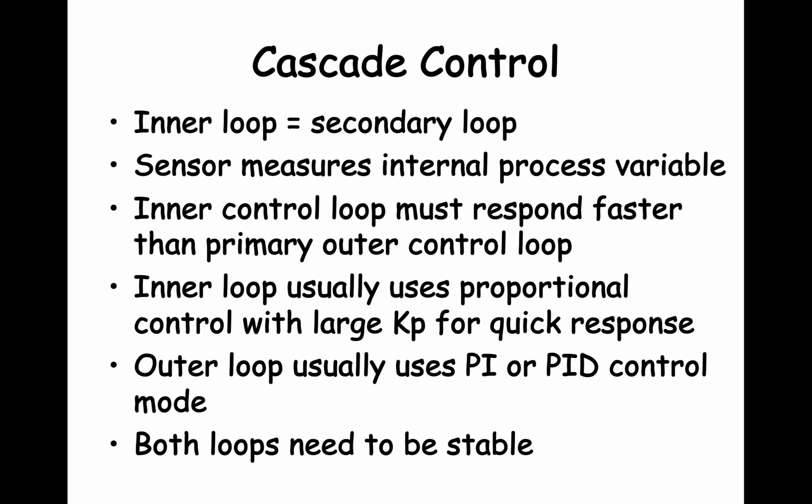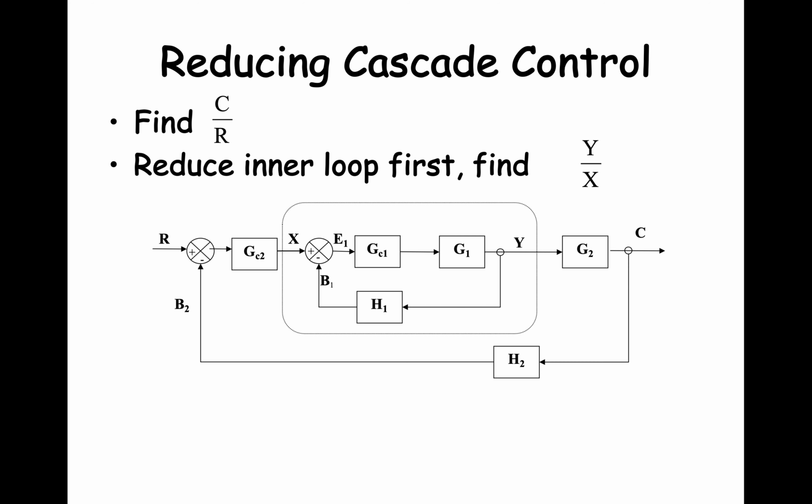By combining feedback control with cascade control, the overall process response can be more stable and faster responding than a conventional single-loop feedback control system. Here is a cascade control system. There is an outer primary loop and a secondary inner loop. Both loops have sensors with feedback elements. The inner loop feedback element is H1. The outer primary loop feedback element is H2. Both loops are using negative feedback comparators. The controllers are labeled GC1 and GC2. The process output is C and the process set point is R.